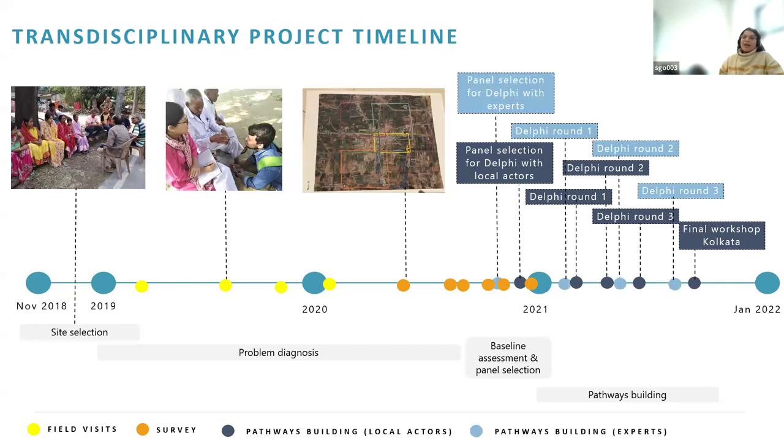At the same time, we also conducted a similar exercise, but very separately, with experts, so people from local universities or government agencies, just to see if they have a very different idea about transformative pathways for the three villages. But the two pathways building exercises were really separate, and today I really want to focus on the pathways that we did with local actors only. Finally, once the entire project was over, we had a policy level workshop where we presented results from our pathways building process and discussed it with more national level and state level representatives.